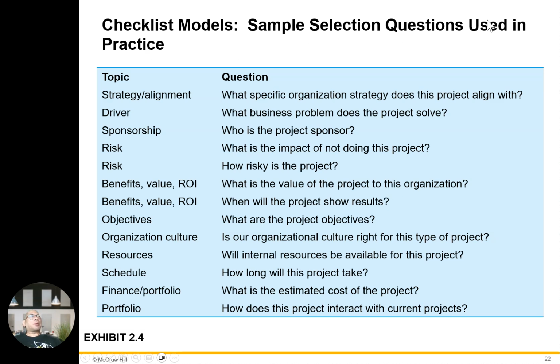Checklist model, a sample used in practice. For example, the topic here is strategy: what specific organization strategy does this project align to? Okay, it's like a sponsorship: who is the project sponsor? Risk, for example: how risky is the project? ROI: when will the project show the result? I'm just going to mention partially here. Resources: what internal resources will be available for this project? Portfolio: how does this project interact with the current projects? So these give you an example of the checklist model.